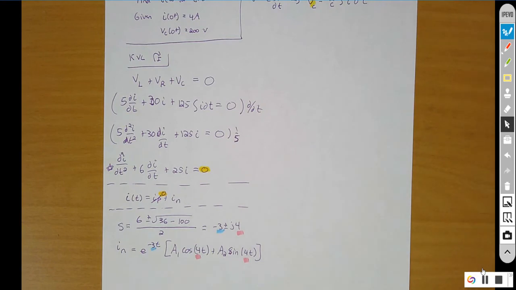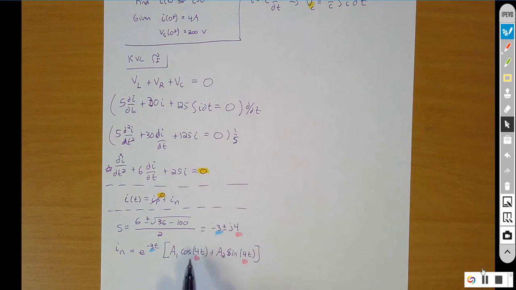So cosine and sine. If you flip them, it doesn't matter, because this constant is tied to the cosine, and this constant is tied to the sine. If you put the sine first and the cosine second, it doesn't matter. You'll get the right integration constant later.